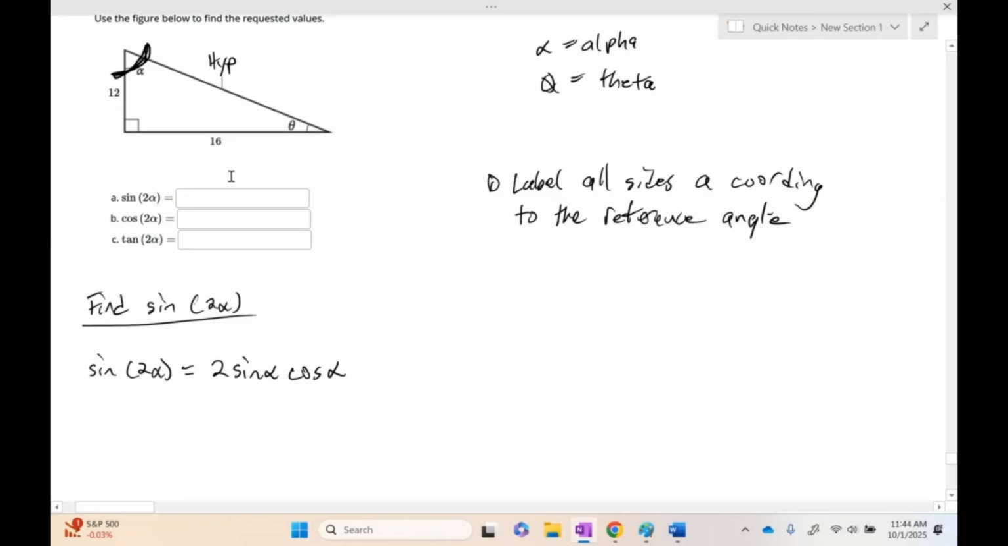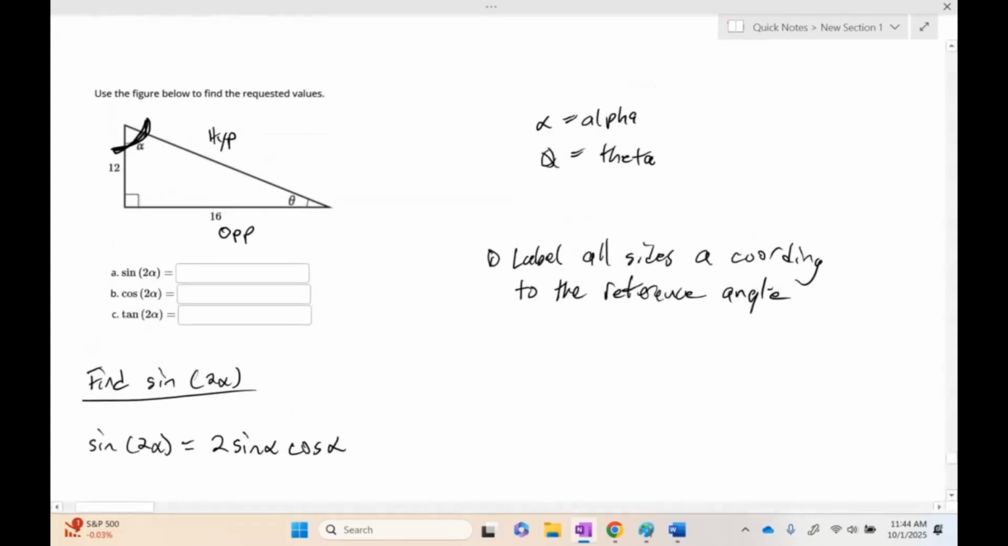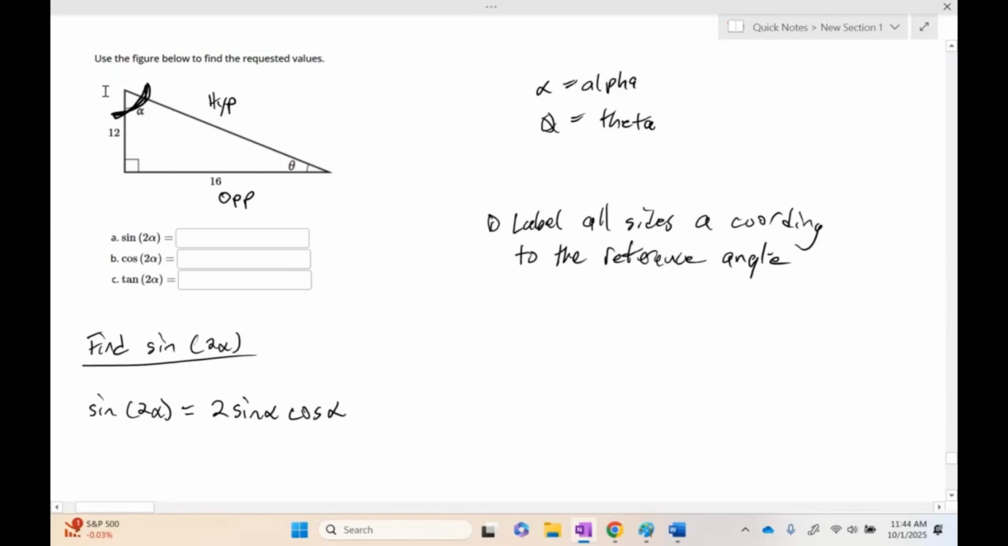Next, I want to list out my opposite. Since the side length 16 is opposite my angle alpha, which is my reference angle, this side serves as the opposite. And then the length 12 side shares a common side with my angle alpha, so this is the adjacent side.